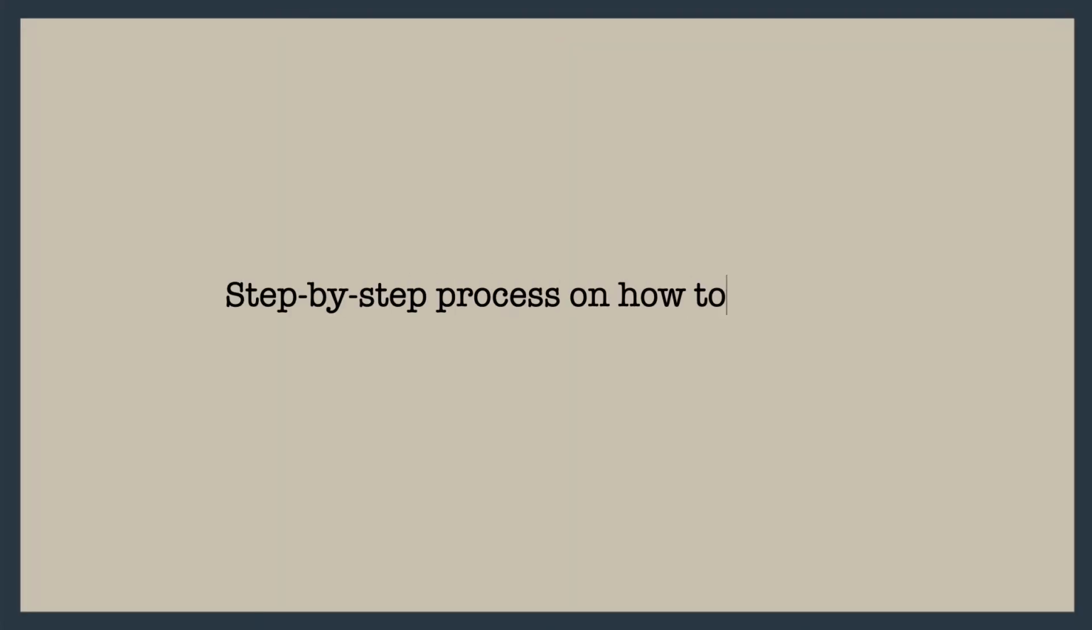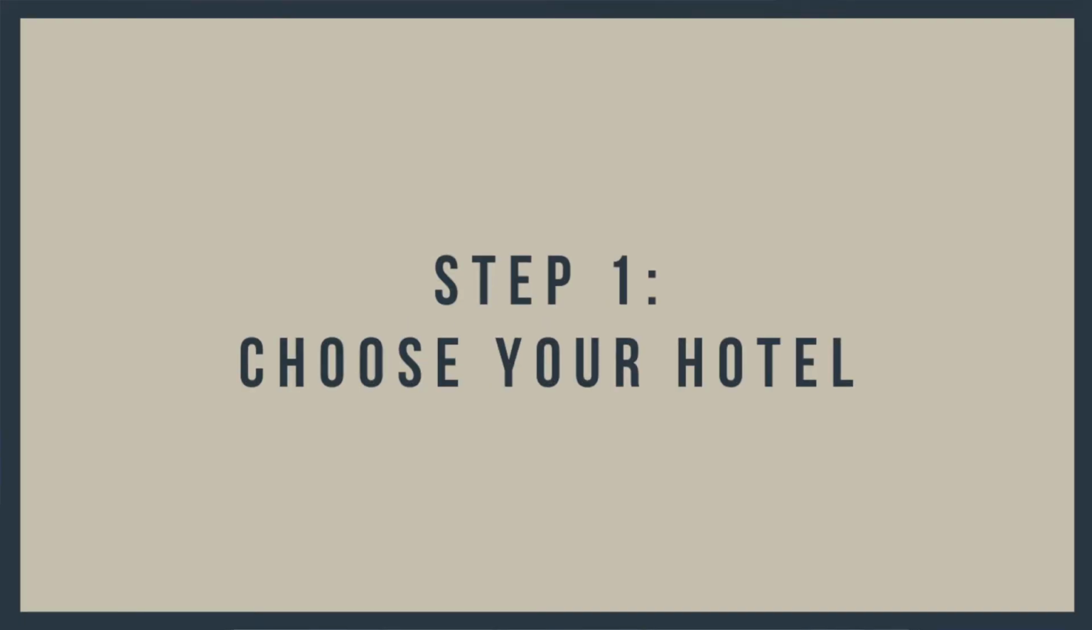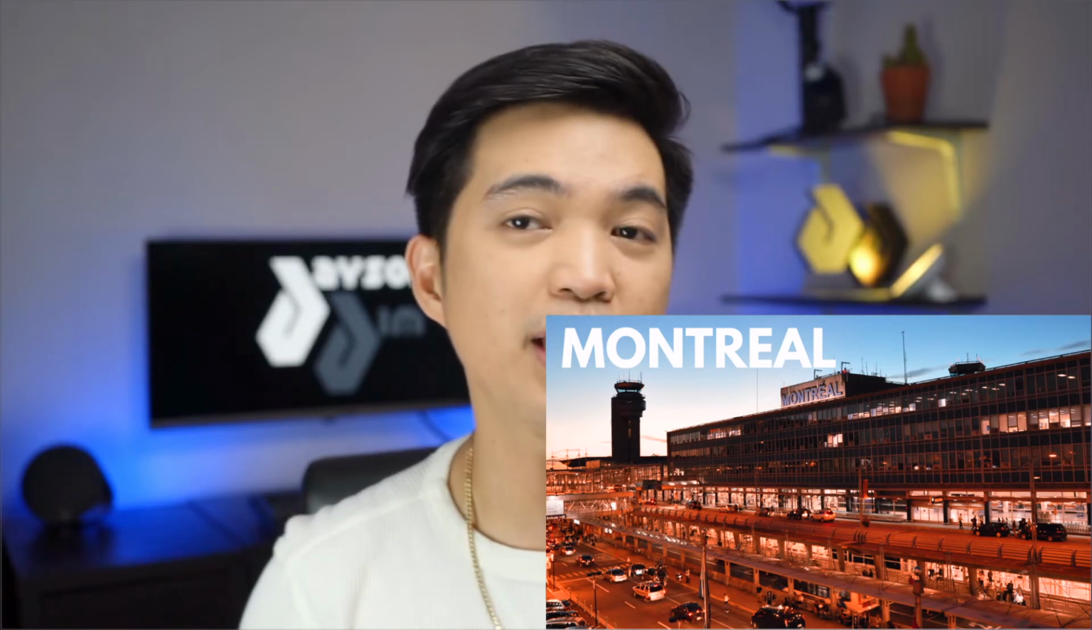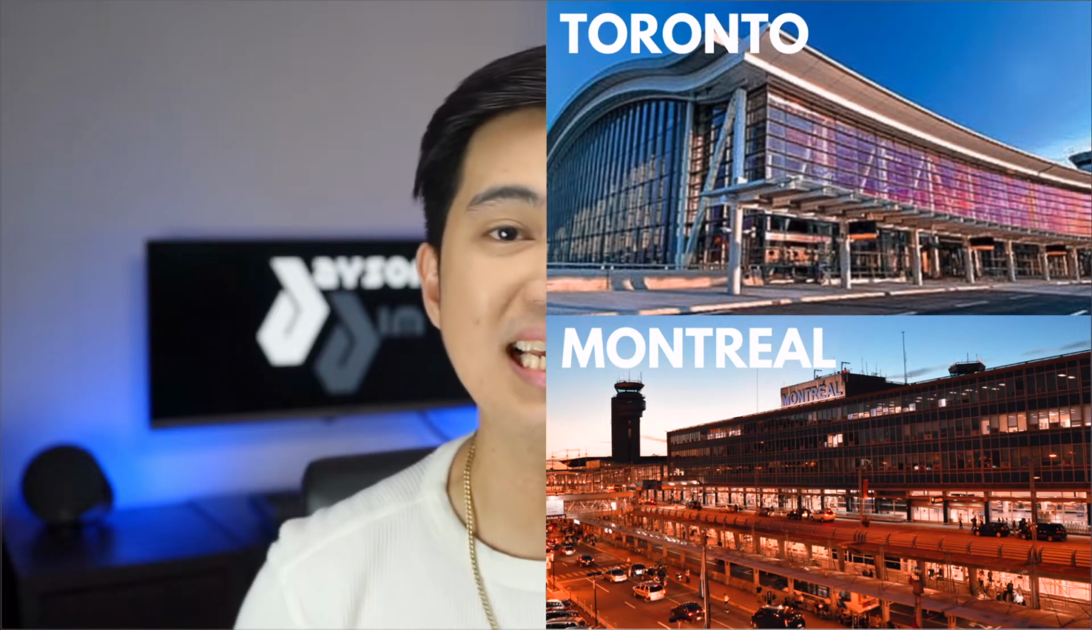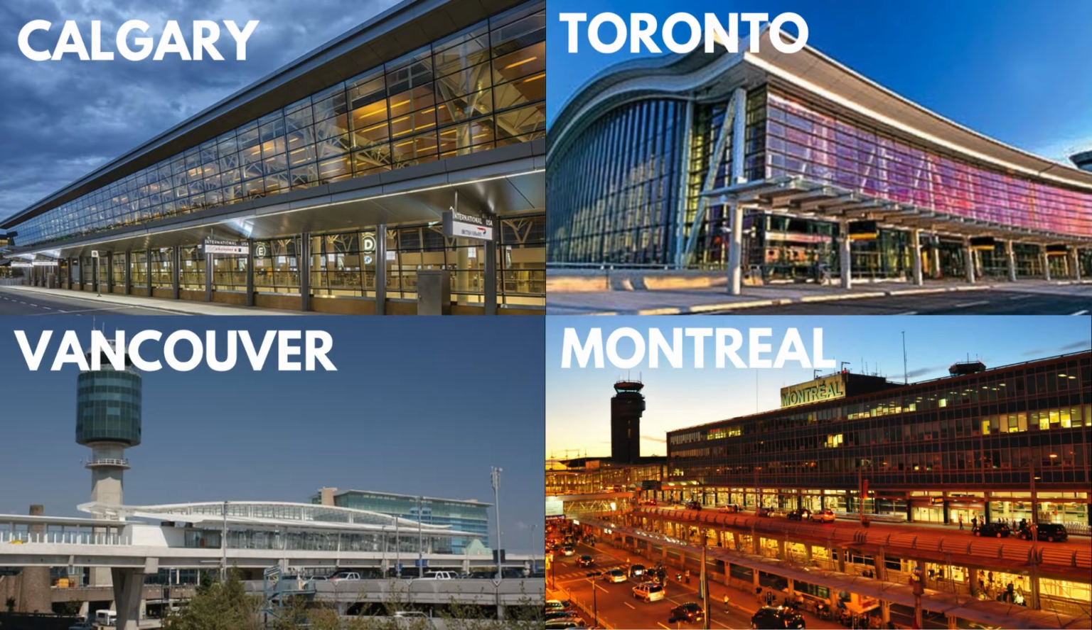Alright, so let us now go to the step-by-step process of how to book your quarantine hotel accommodation. The first one is, choose your hotel. Once you are coming to Canada, you are required to arrive at the major airports, which are the Montreal Trudeau International Airport, Toronto Pearson International Airport, Calgary International Airport, and Vancouver International Airport. So these are the 4 major airports as a port of entry if you are coming to Canada.